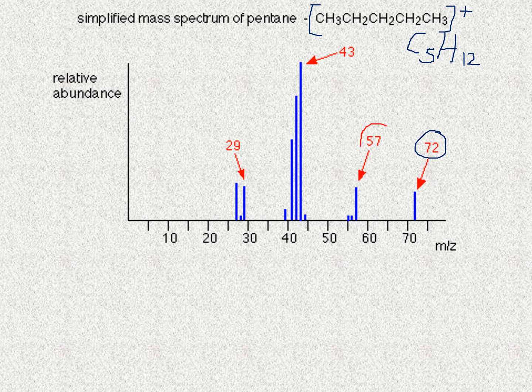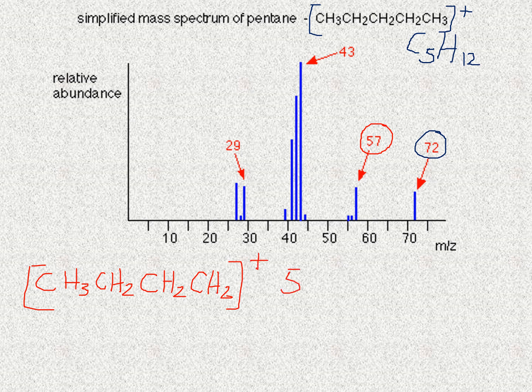If we were interested in the peak at 57, notice that that's a loss of 15 from the 72. So 72 minus 15 gives you 57. So we have to lose something from this structure up here that weighs 15, which happens to be a CH3 group. So the peak at 57 would be CH3, CH2, CH2, CH2. You put that in square brackets and a positive charge at the top, and that's your peak at 57.